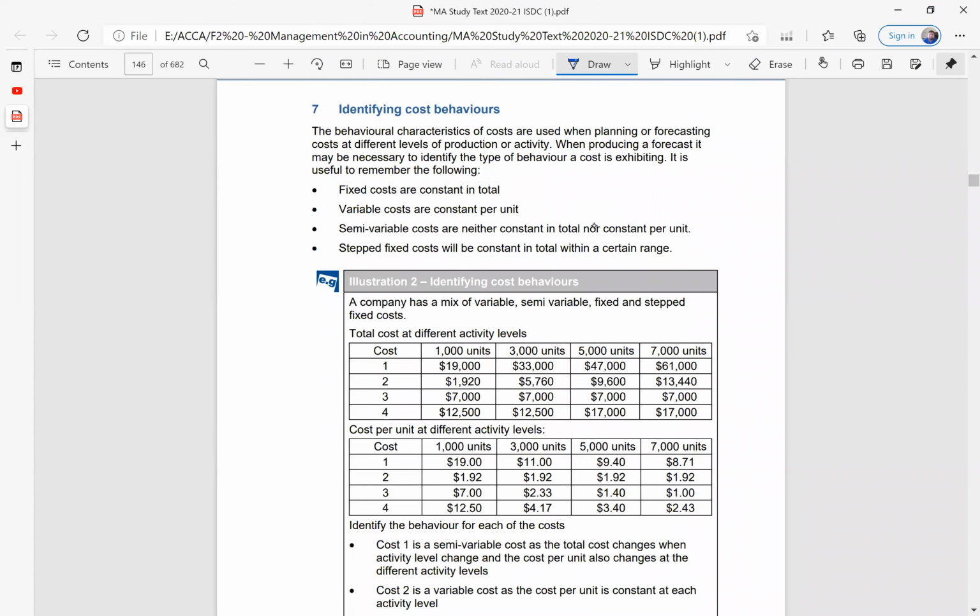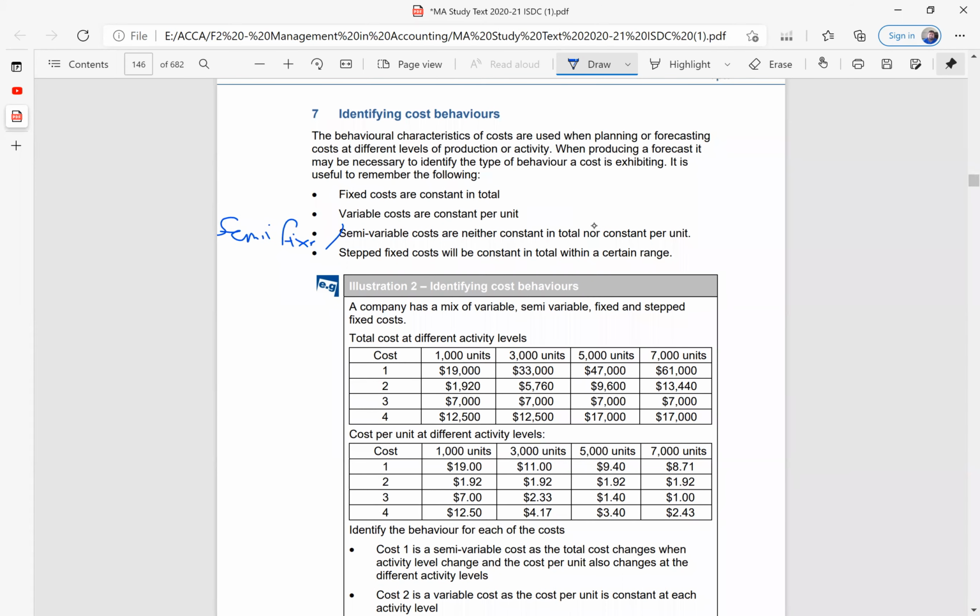Now identifying cost behaviors. Fixed costs are constant in total, variable costs are constant in per unit. I've told you that. Semi-variable or semi-fixed or mixed costs, these are one and the same thing. They have a total constant, that is the fixed component, and they have a per unit constant, that is a variable. I've told you just now. And there could be a step fixed cost as well.